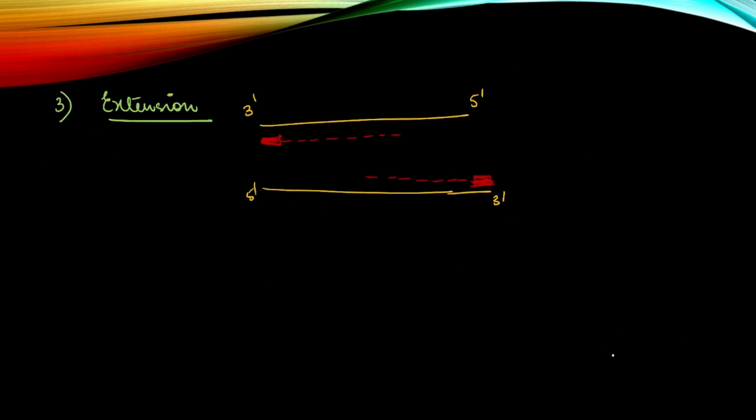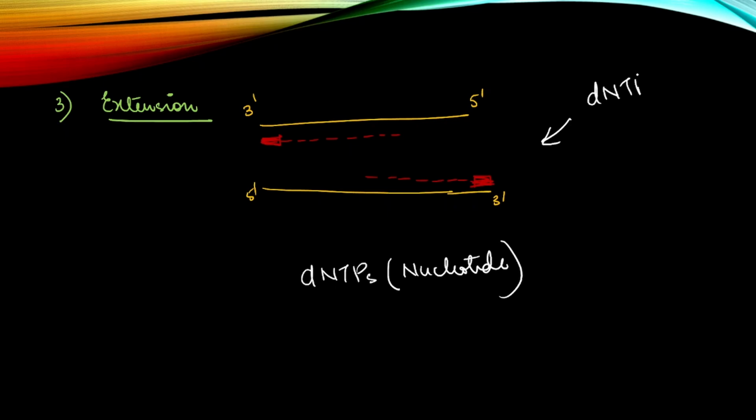Next comes extension. In extension, what is happening? We will be adding dNTPs, that is nucleotides. What will dNTPs do? The Taq polymerase, the bacterial enzyme, will take dNTPs and keep on adding them to the primer. Taq polymerase will pick up the nucleotides and keep on adding them to the DNA strand.